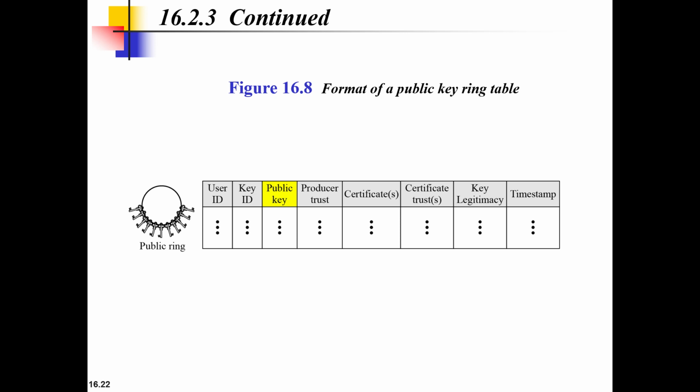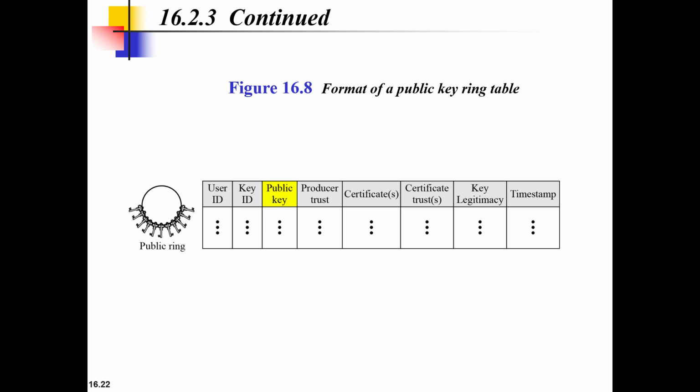Producer trust, this column defines the producer level of trust. In most implementations, it can only be one of three values: none, partial, or full. Certificates, this column holds the certificate or certificates signed by other entities for this entity. A user ID may have more than one certificate. Certificate trust, this column represents the certificate trust. If Anne sends a certificate for John, PGP searches the row entry for Anne, finds the value of the producer trust for Anne, copies that value, and inserts it in the certificate trust field in the entry for John.